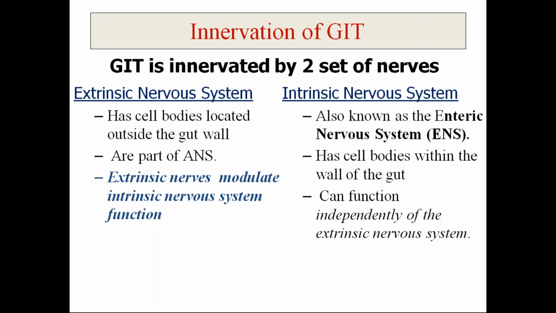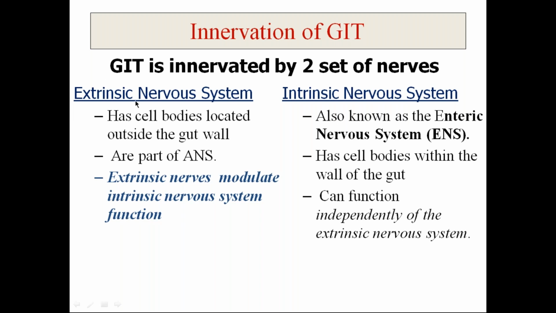Now coming on to another part of this structure and function of GIT, a very important part, which is the innervation of gastrointestinal tract. This can come as a short note itself, or you can get it as describe briefly the innervation of gastrointestinal tract, or you can just be asked about what is the nerve supply of gastrointestinal tract and give their functions, or what is their physiological functions. Okay. So it's innervated by two sets of nerves.